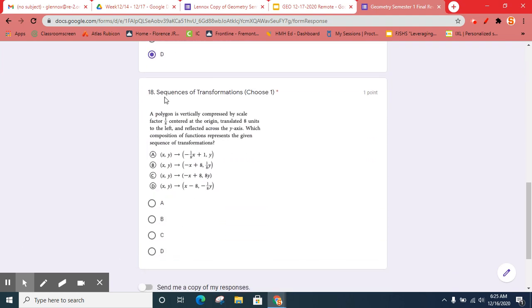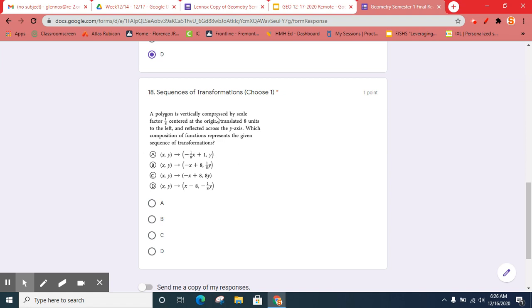Okay. And our last one, sequences. A polygon is vertically compressed by a scale factor of 1/8. All right. So compressed, scale factor 1/8. So it's getting smaller. Then translated 8 units left and reflected across the y-axis. Which composition of the functions represents the given sequence of transformations?